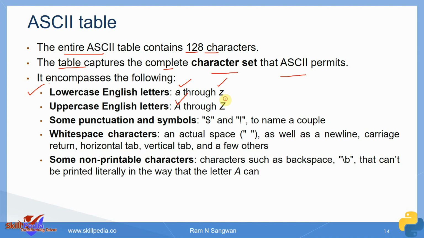Uppercase A to Z. Punctuation and symbols like dollar, exclamation mark, white space, this is an actual space, as well as a new line, carriage return, horizontal tab, vertical tab, and a few others. They are all separate symbols in ASCII. Remember that they are not the same. Some non-printable characters such as a backspace can't be printed literally in the way you can print the letter A. So these symbols together, even the numbers which you write, 0, 1, 2, 3, 4, 5, in ASCII are represented by the corresponding ASCII code.